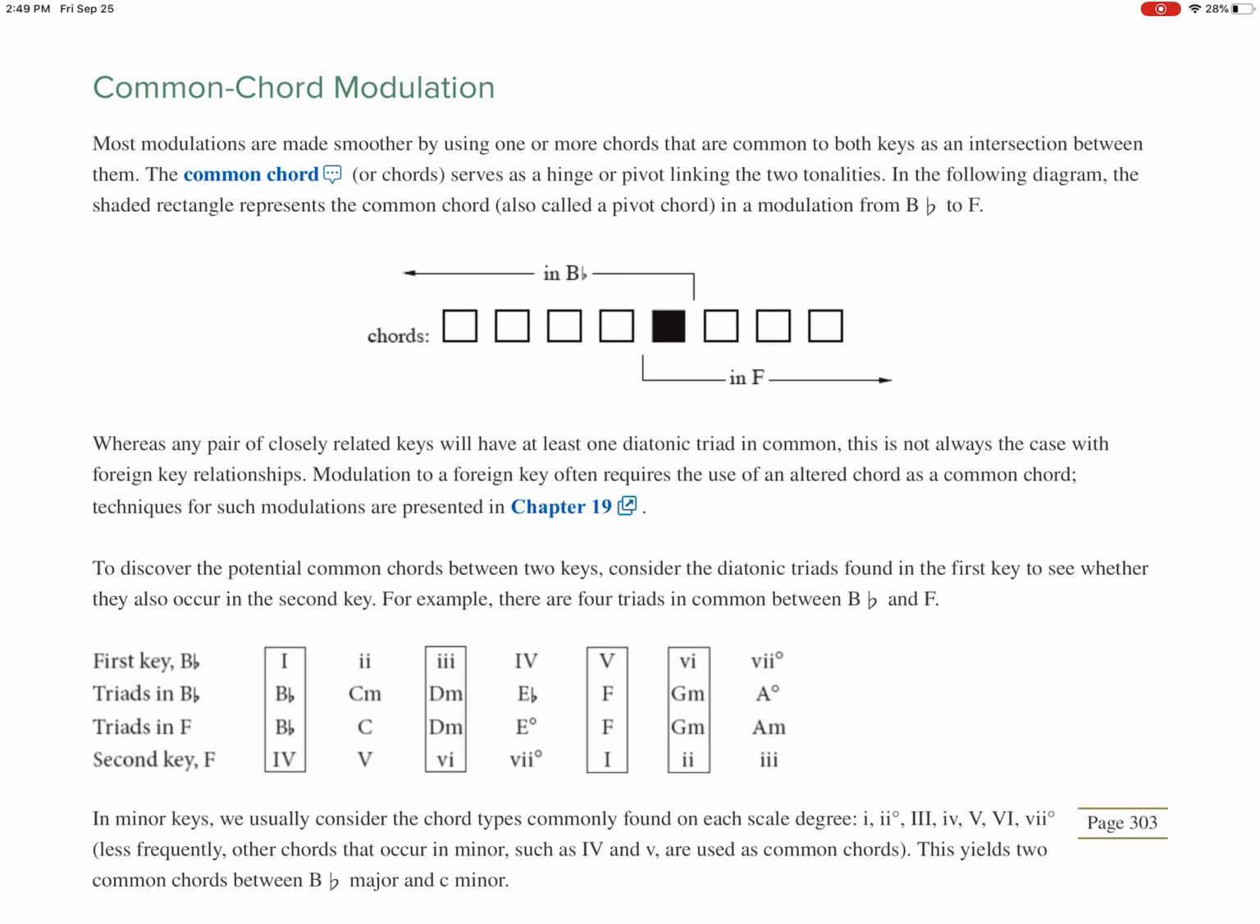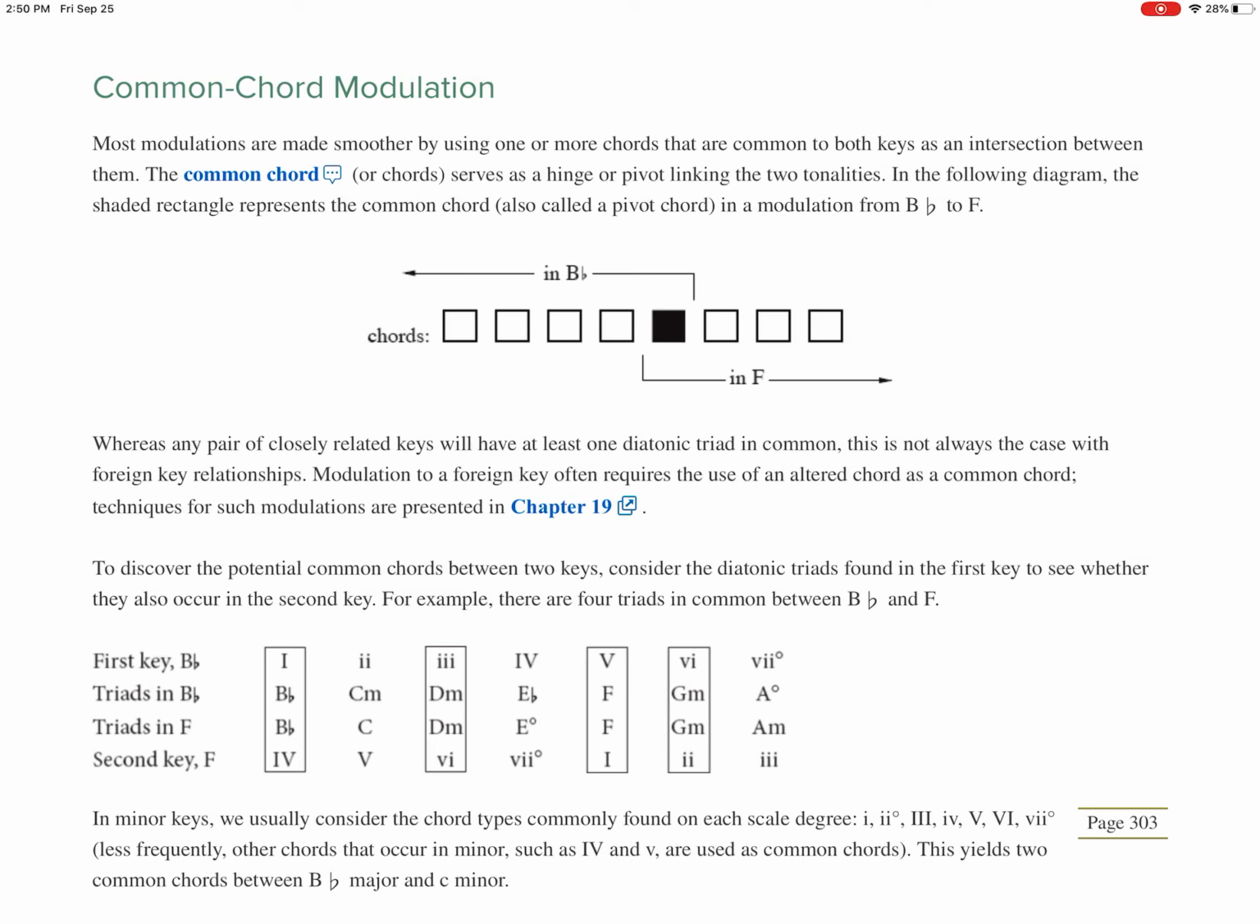So I want to detail what it would look like to do an analysis with a common chord modulation. Here's the whole idea. Most modulations are smoother by using some common element, usually common harmony, to transition smoothly between the key that we're coming from and the key that we're modulating to. Like it says in the book, a common chord serves as a pivot, a way to get into our new key without completely disrupting our line.